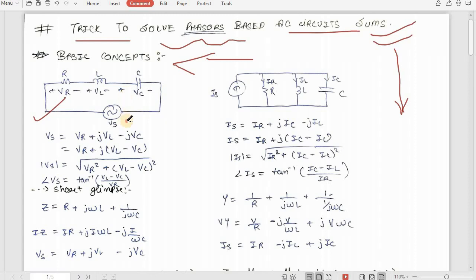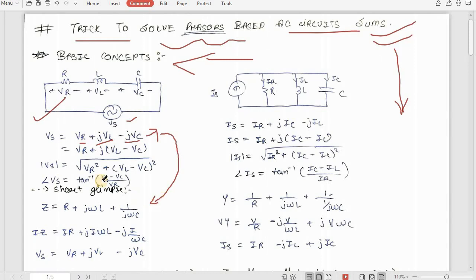This is the voltage source which we have applied across this RLC. The voltage source across this RLC combination will be VR plus jVL minus jVC. Now you may be wondering how this equation comes. To understand this, let us find out the input impedance of this network.